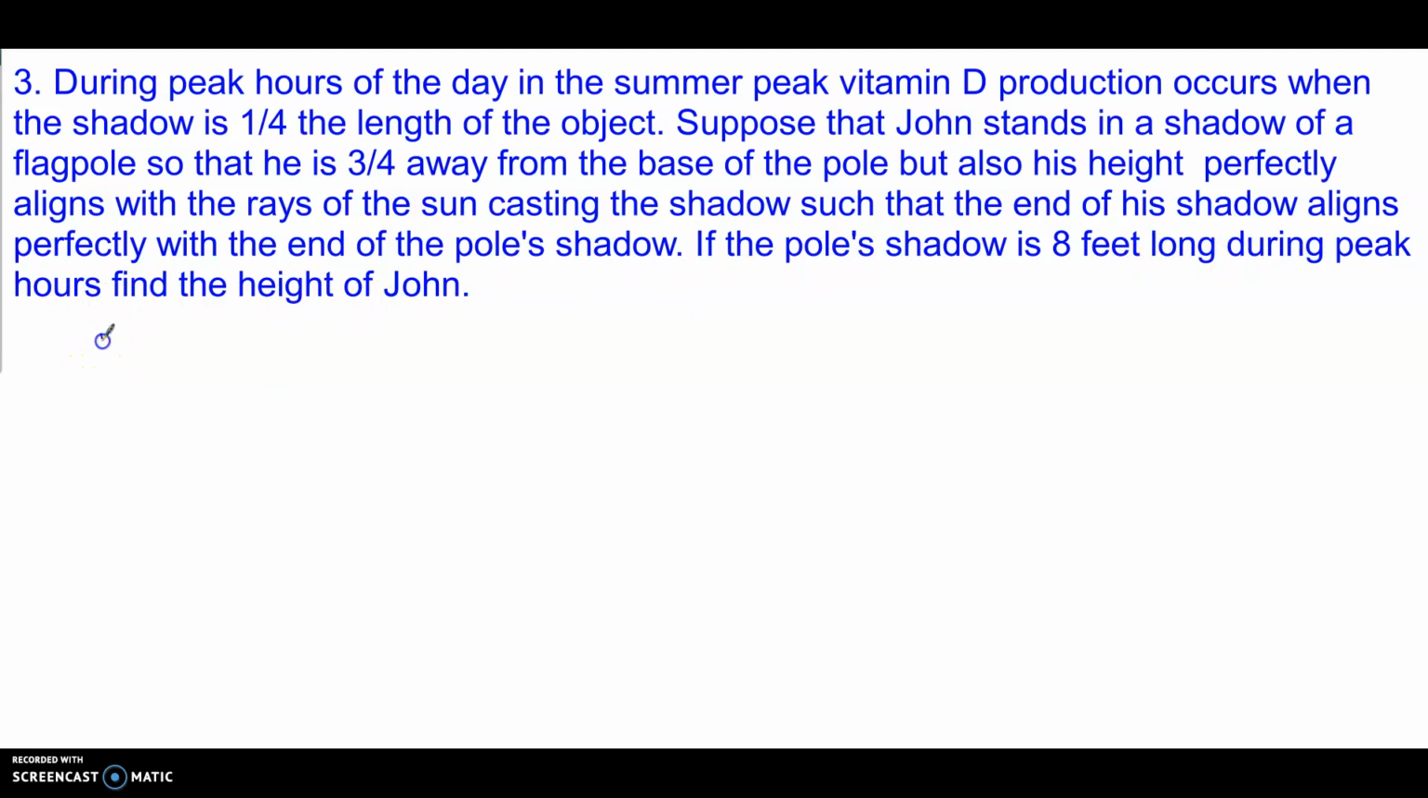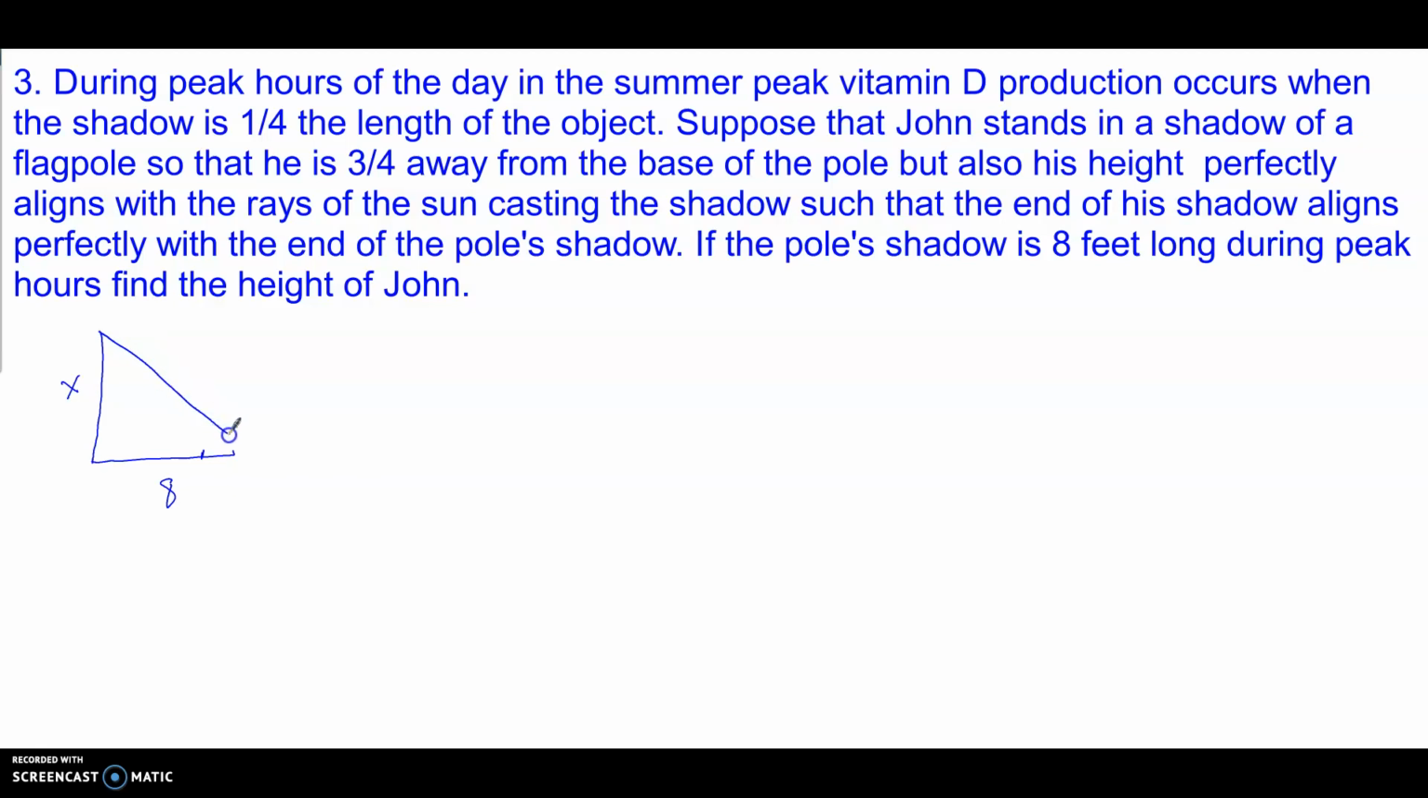So what we want to do is draw our picture. So here's the flagpole. We don't know what the height of the flagpole is, at least not yet. And we know the shadow, and again, this is not drawn to scale, so please don't look at this as being drawn to scale. We know the length of the shadow is going to be 8 feet. John stands in a shadow of a flagpole so that he is 3/4 away from the base of the pole. So basically he's standing 3/4 of the length of the shadow away from the base of the pole. So here, this is where John is going to be standing.